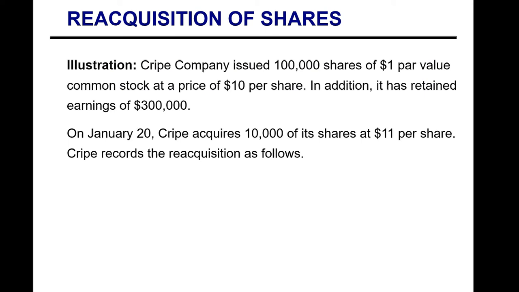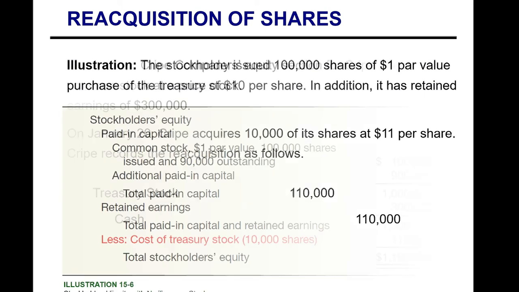So we know we bought it back. 10,000 shares times $11 is going to be $110,000. So that's our cash that we spent, and then we reacquired the treasury stock for the same $110,000. So nothing fancy here, okay? So now the question comes into play.